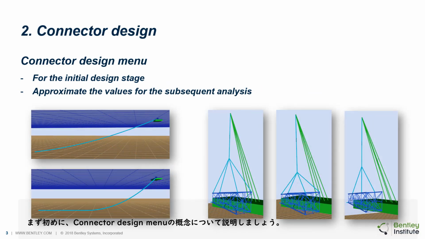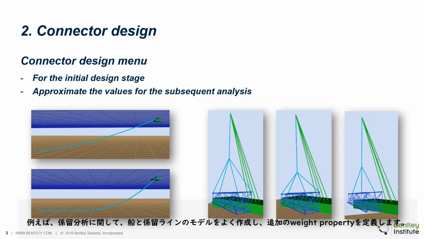First of all, let me explain the concept of the connector design menu. For example, as for the mooring analysis, we usually model a vessel and the mooring line and define some additional weight properties. Then run the analysis either in time or frequency domain. This is what we usually do.